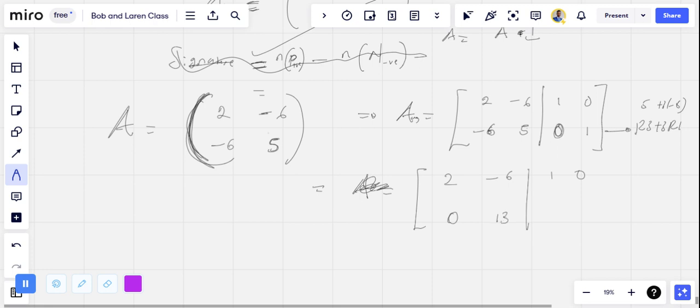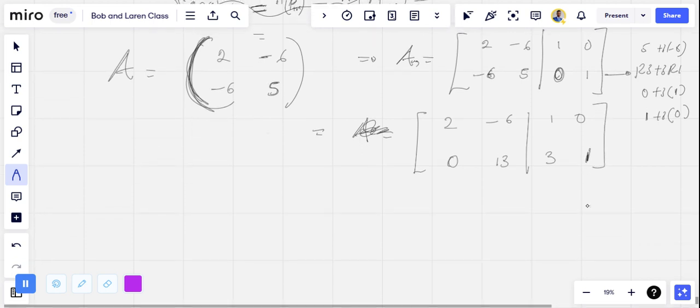So now let's do the same for this one. 0 plus 3 times row 1, and that will give us 3. And this one is 1 plus 3 times 0 in that case, and that is 1. Do you understand that logic? So when I now get to this point, whatever I get here now is my P transpose.